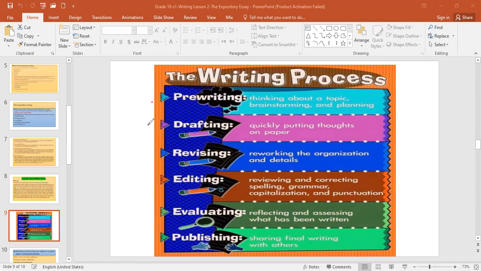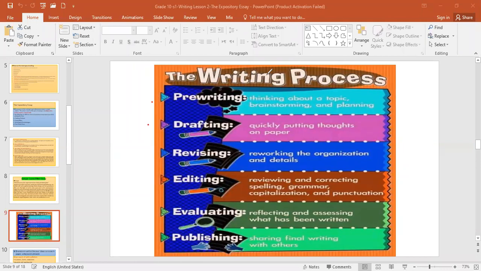Now, the second part, who can read? Michael, would you please read? Drafting. Okay, Sami? Celia? Miss, Michael says his mic doesn't work. Okay, Celia, would you please read? Drafting. We talked about the first one, which is brainstorming in your mind. Now, quickly putting thoughts on paper.